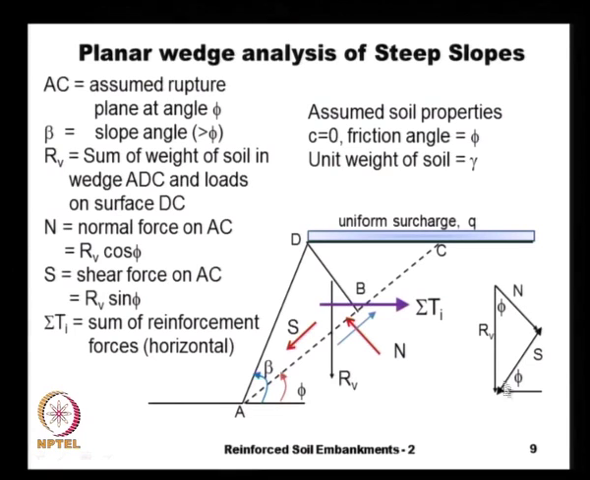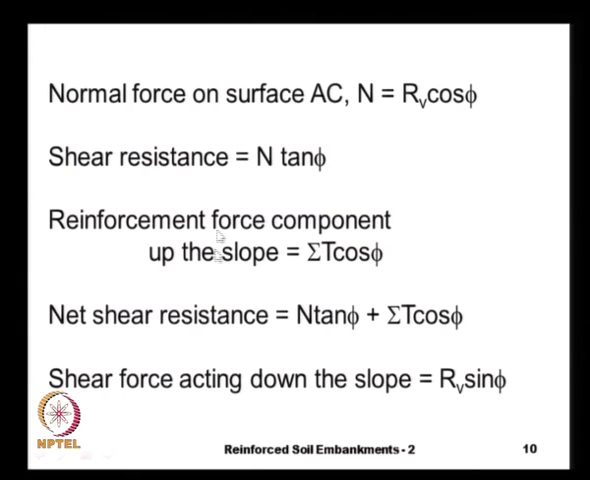That is, if you can see this force triangle, RV is the vertical force, N is the normal component, and let us say that the sum of all the reinforcement forces is sigma Ti, that is the sum of all the reinforcement forces that we have, and we can do the equilibrium analysis of all the forces that are acting on the failure surface AC.